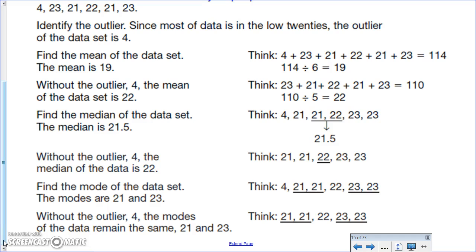Finally, find the mode of the data set. The modes are 21 and 23 because those are the 2 numbers that show up the most often. Without the outlier of 4, the modes remain the same. That has not changed at all.